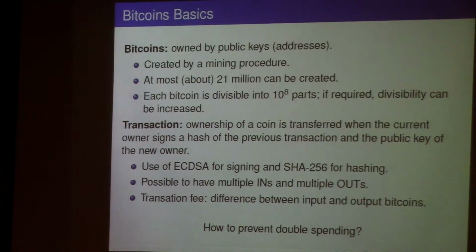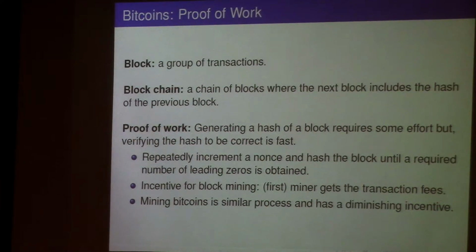In typical eCash solutions, there would be a centralized trusted authority which would ensure that such things do not happen. The Bitcoin protocol avoids that. They use two concepts. One is this notion of a proof of work. The other is a peer-to-peer network, a distributed network. But first, let's look at what is called a proof of work.